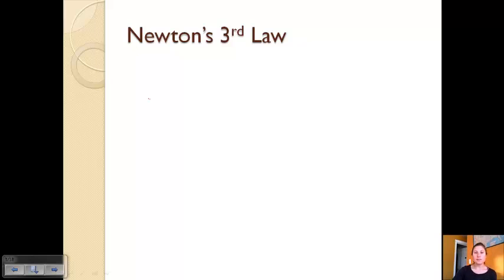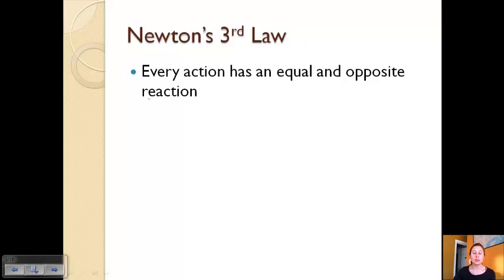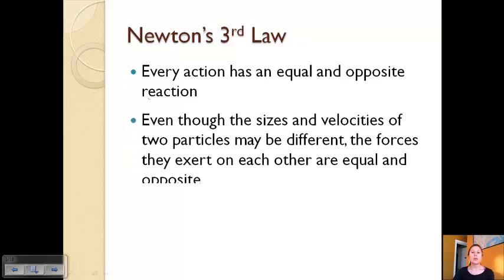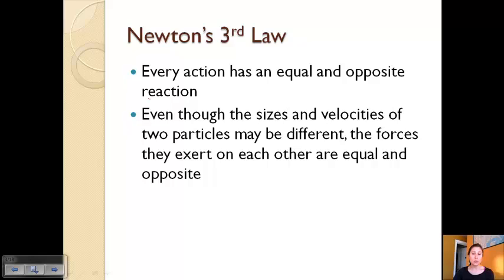Newton's third law says that for every action there is an equal and opposite reaction. Even though the sizes and the velocities of two particles can be different, the forces that they exert on each other are equal and opposite. When we talked about Newton's third law initially, we talked about an apple falling. Earth pulls on the apple, which causes it to fall down. But at the same time, the apple is pushing back on Earth, but Earth doesn't spin out of orbit because of the size difference between the apple and the Earth. Even though the sizes and velocities of those two objects are different, the forces that they exert on each other are equal and opposite.